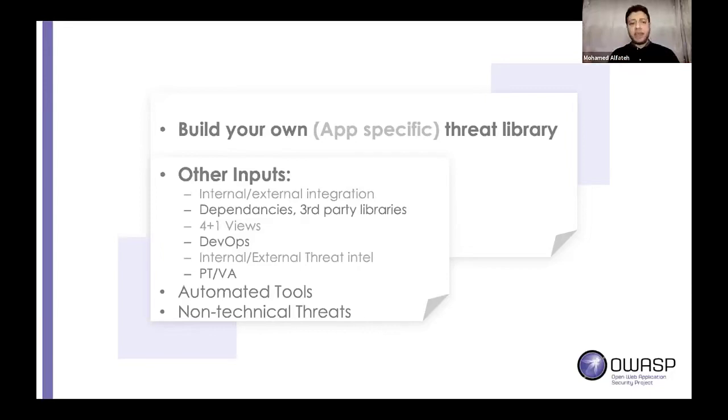DevOps tools have other threats. Internal and external threat intelligence is very important as well. Threat intelligence from internal sources means from different internal analyses of threat modeling, threat intelligence feeds, and internal monitoring and activities, and also from the external.